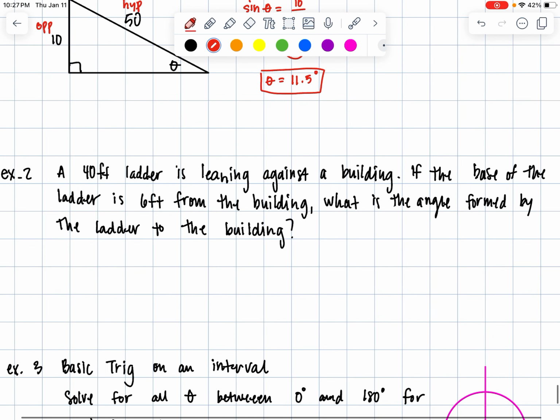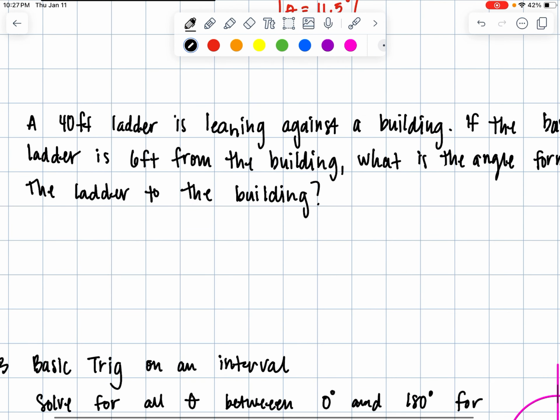Example 2, we actually have a word problem, and this is pretty much a segue into our next lesson. A 40-foot ladder is leaning against the wall of a building. If the base of the ladder is 6 feet from the building, what is the angle formed by the ladder to the building? So we need to draw. We could do one of two things. Well, we could draw the ladder first. Let's draw it from left to right.